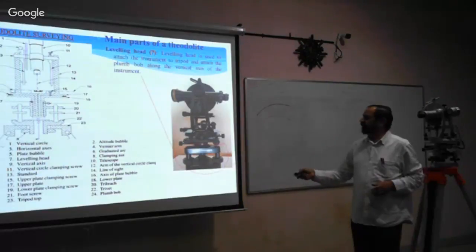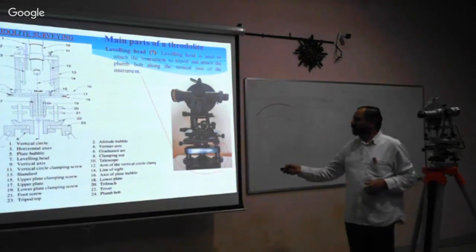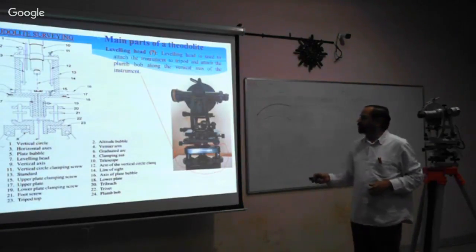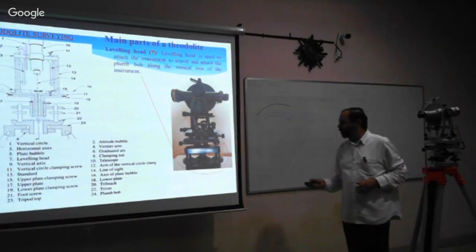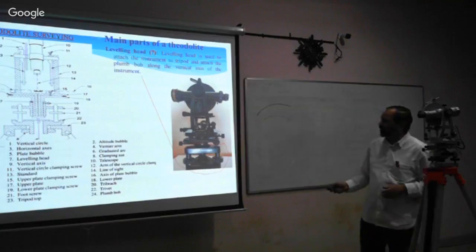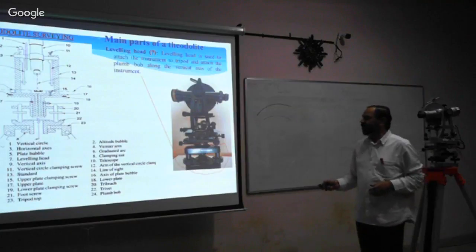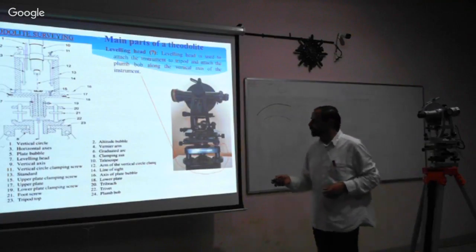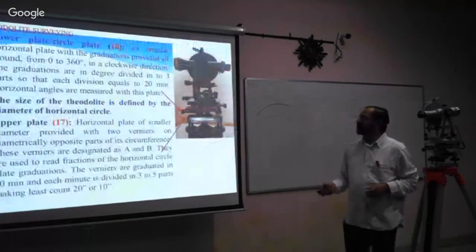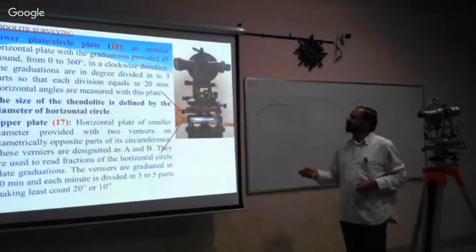Now further, I have already explained this. The leveling head: the upper plate, one triangle piece, the other triangle piece, and in between we have the foot screws. There are three foot screws. These foot screws can be used to make the line of sight horizontal.